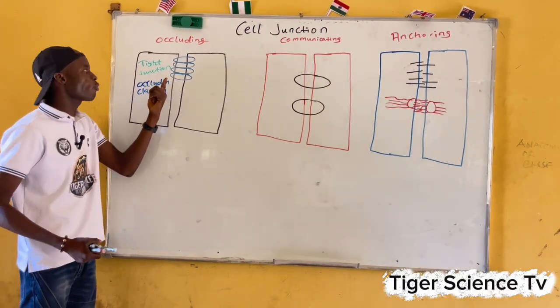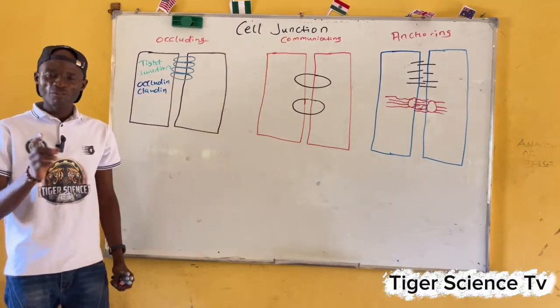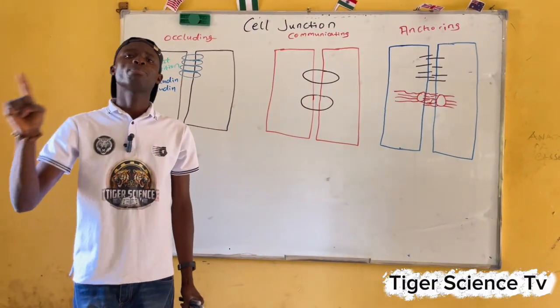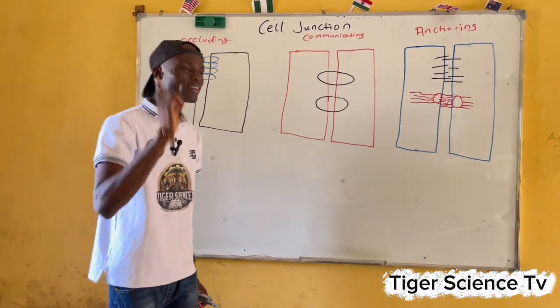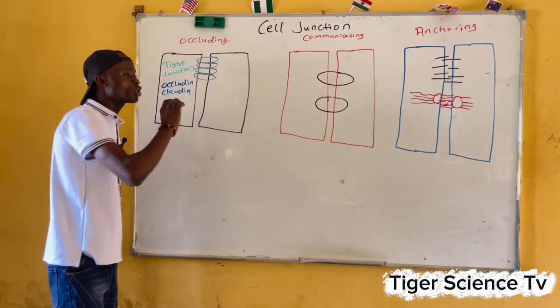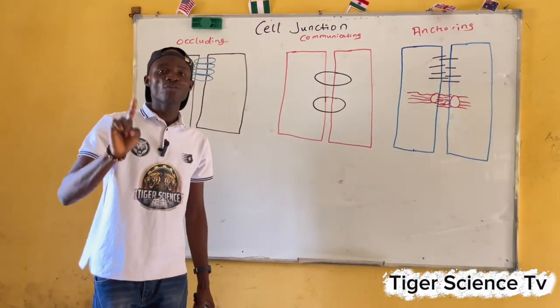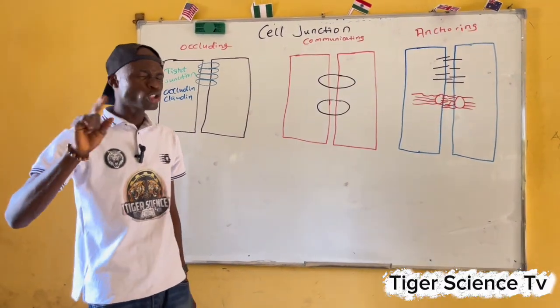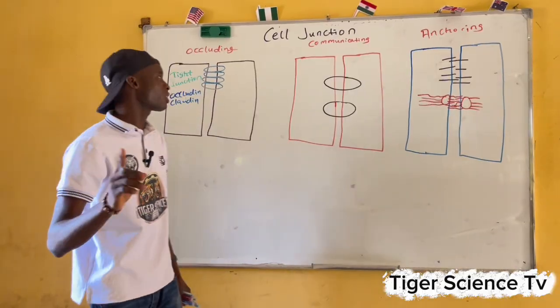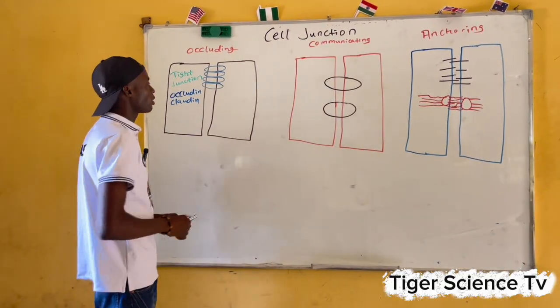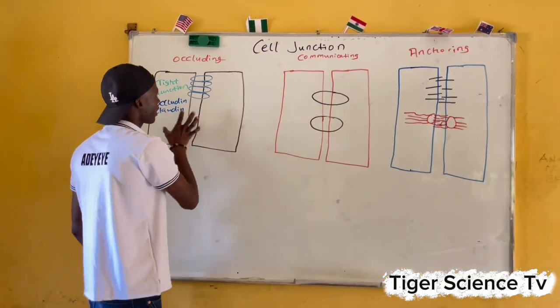Where can we find this tight junction in the human body? You can find it in the blood-brain barrier, the BBB. The brain barrier selects what is allowed to pass through. Number two, you can find it in the walls of capillaries. You can also find it in the renal tubes. That is what we have about the occluding junction.